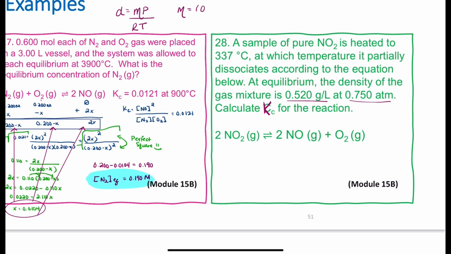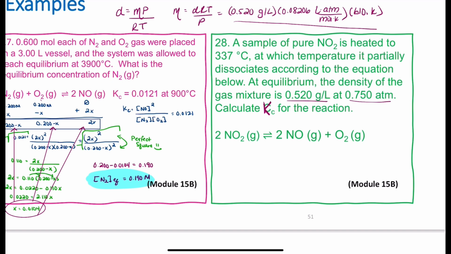Let's see. I'm going to rearrange this equation for density. Sorry, I should emphasize what I'm doing. Molar mass equals dRT over P. So 0.520 grams per liter, 0.08206 liter atmosphere per mole K. Temperature is 337 degrees Celsius, which is 610 Kelvin. Decimal place there for sig figs. And the pressure is 0.750. That gives 34.7 grams per mole.